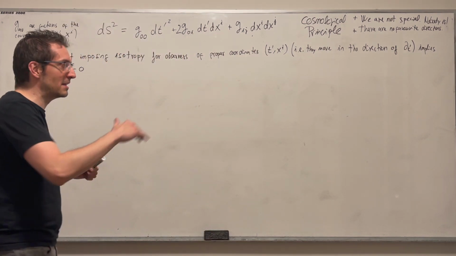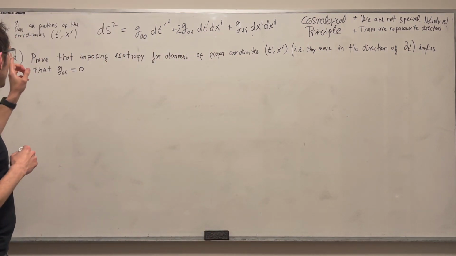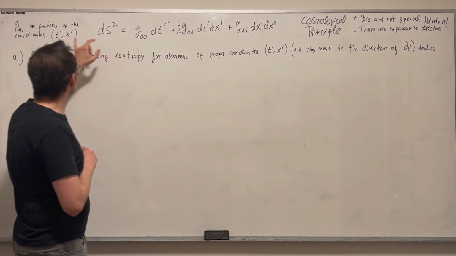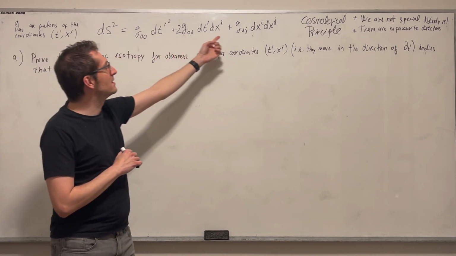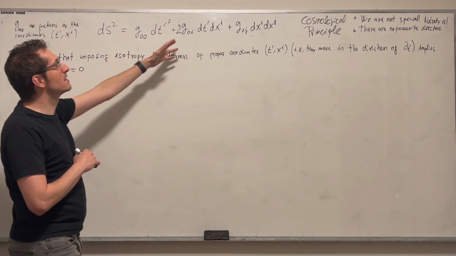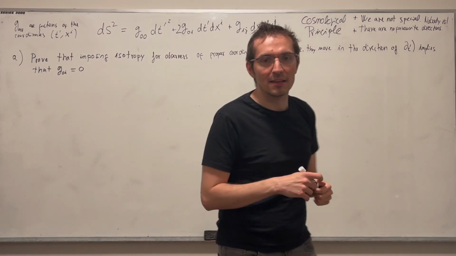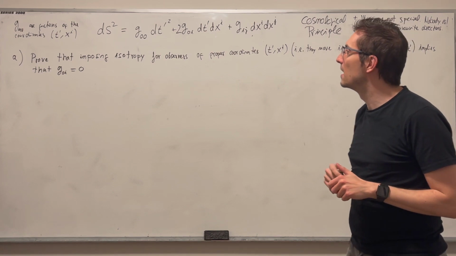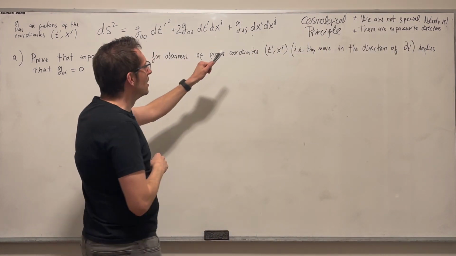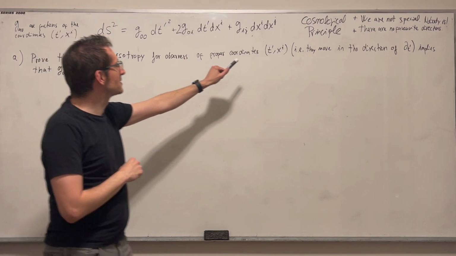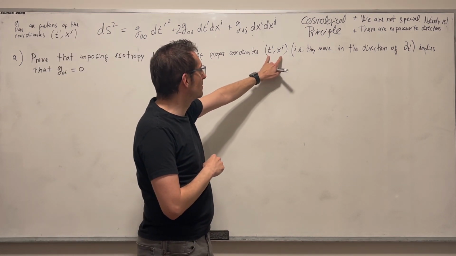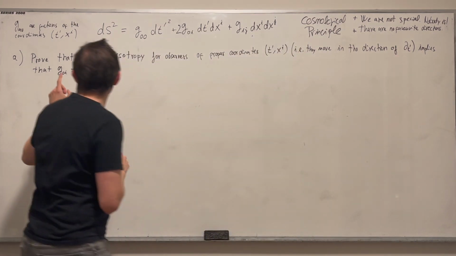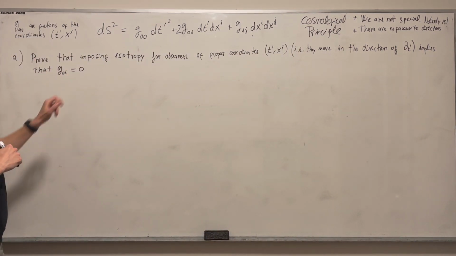We're going to impose isotropy at different levels. The first level is saying, okay, imposing isotropy for observers of proper coordinates t prime, xi. So t prime, xi is the coordinate that I use to write this line element, and the components of the metric tensor are functions of t prime and xi. So they depend on time and space. It's a very general metric. It's the most general possible. So prove that imposing isotropy for these observers, and those observers are the ones that, because they have as proper coordinates t prime, xi, they move in the direction of partial t prime, okay? Then show that this implies that G0i is equal to 0.